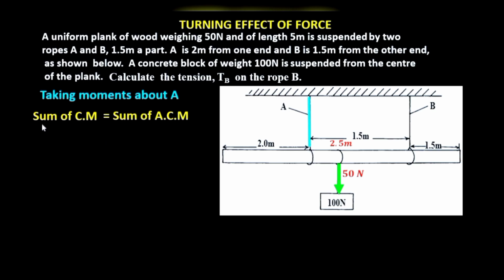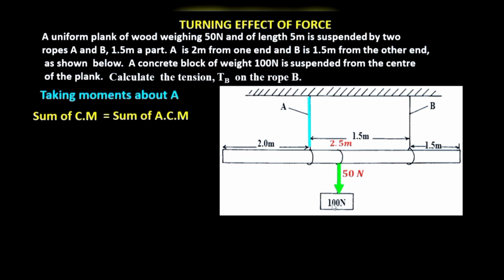We are going to begin with the sum of clockwise moments, and let us identify the forces that will cause clockwise moments, if we consider A as our turning point. Of course, we'll have the 50 newtons weight and the 100 newtons weight, which will make the plank dip to the right, that is for clockwise turn. We're going to get the sum of the moments.